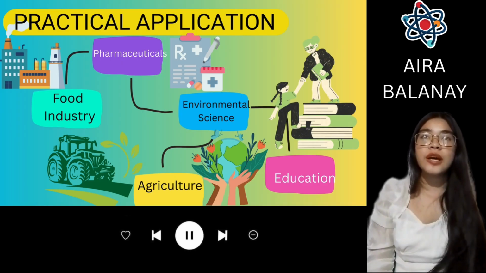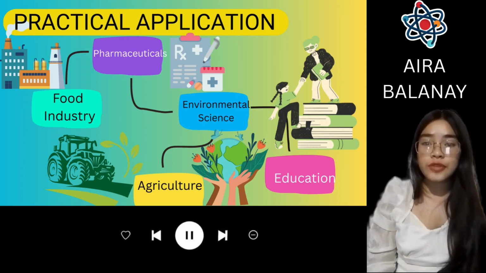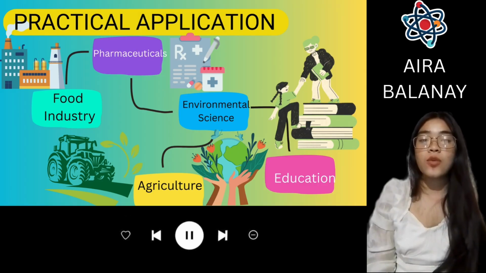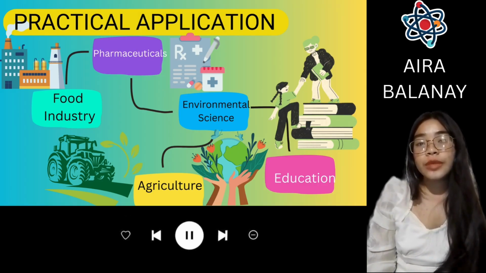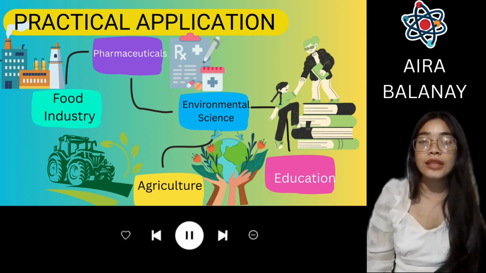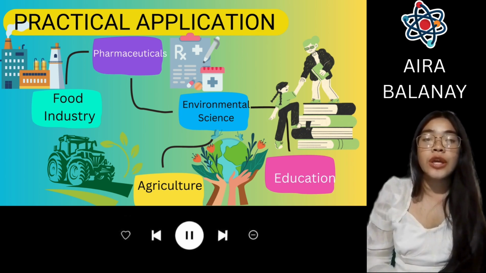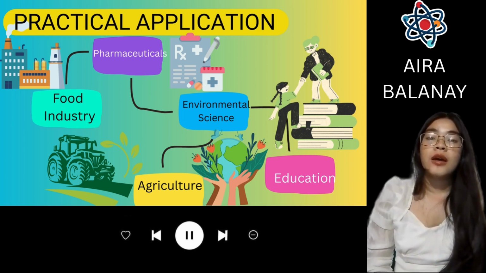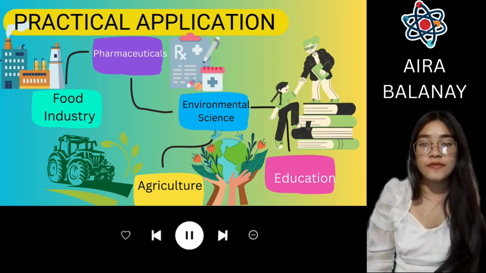So let's proceed to the practical application of titrimetric methods across the diverse fields. Titrimetry, or volumetric analysis, is a quantitative chemical technique used to determine the concentration of a substance, which is the analyte, by reacting it with a solution of known concentration, the titrant. Titrimetric methods are widespread across various applications and diverse fields.